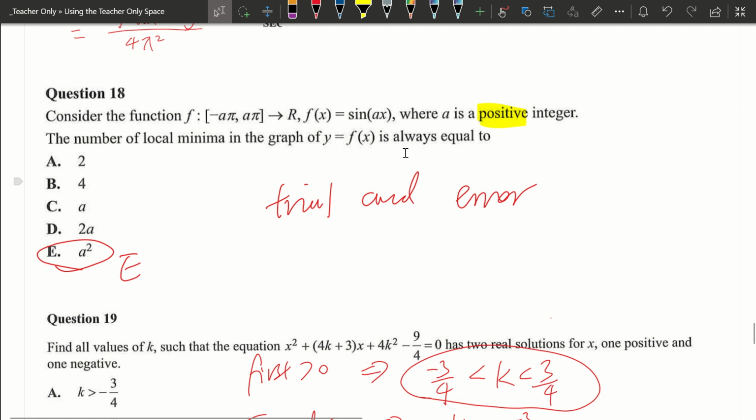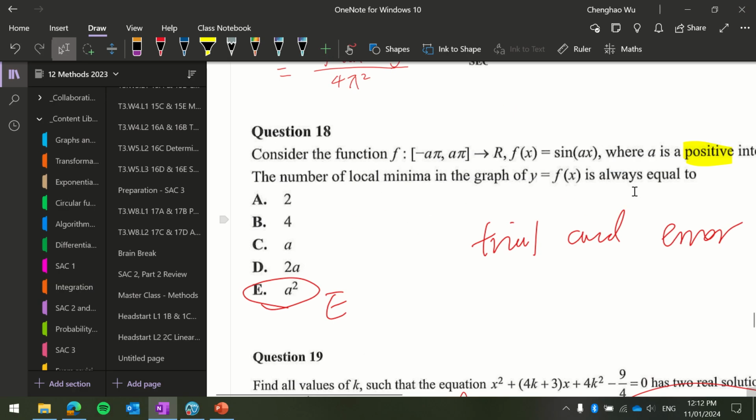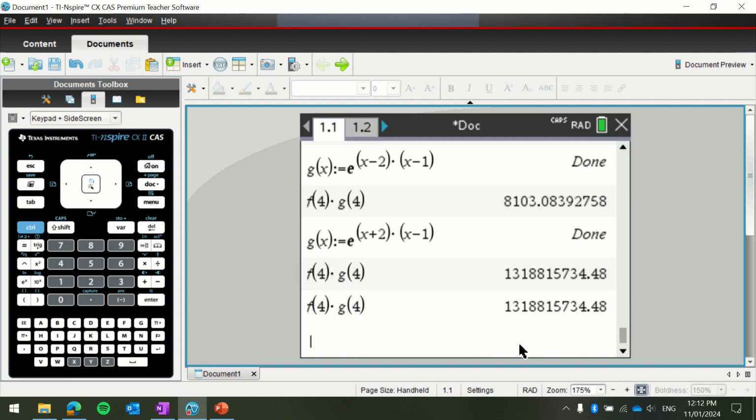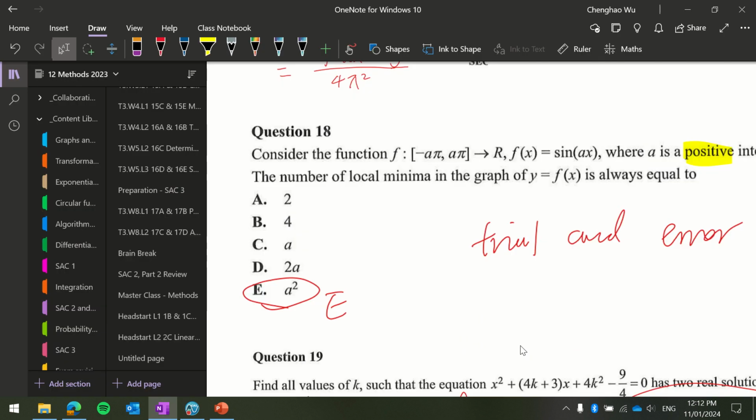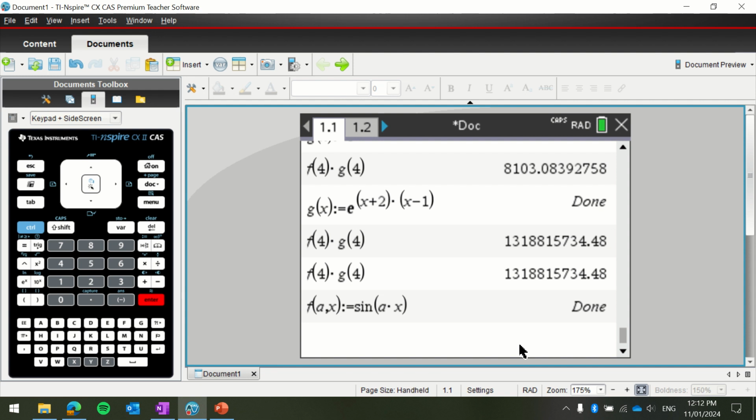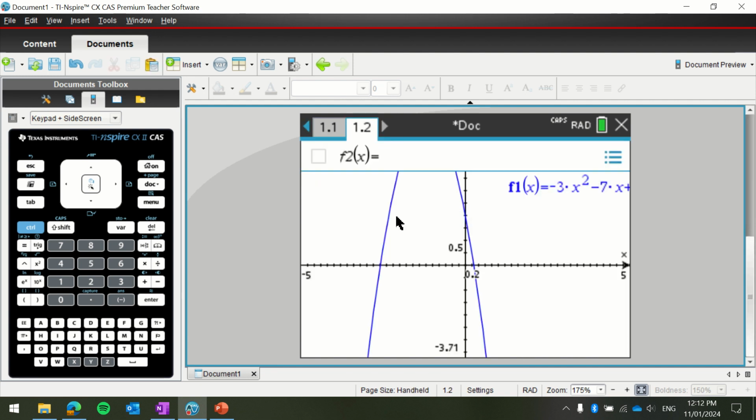So pick some value for a. I think that's what I did. All right, here we go. Okay, I'm going to define f to be in terms of a and x. And then it's going to be sine a times x. And then I'm going to go to my graph. And I'm going to go f, positive integer. So let me start with 2.